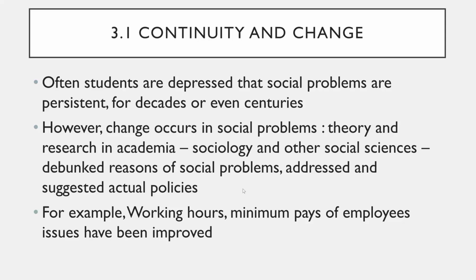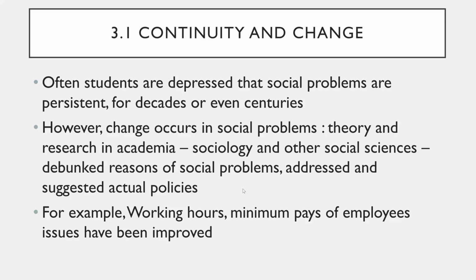So for example, in the 18th or 19th century, the working conditions for employees, I mean the labor workers, were terrible. They worked more than 14 or 15 hours per day, and they had very low wages. However, after the 1970s labor workers movement, they won shorter working hours and minimum wages. So these days, working hours for employees are about 8 hours, and minimum wages are set at the state level or the federal government level.